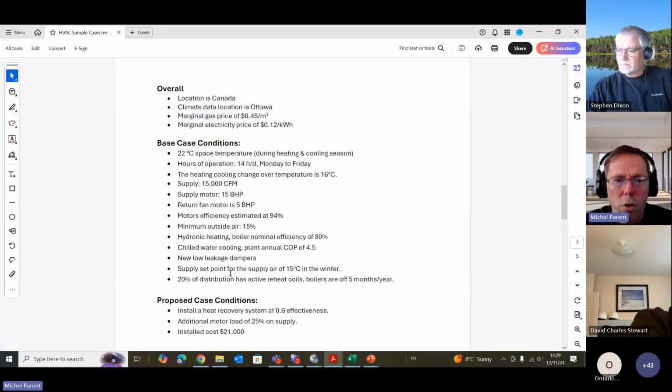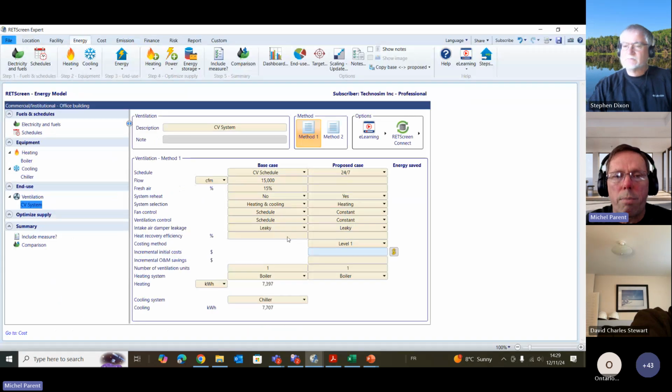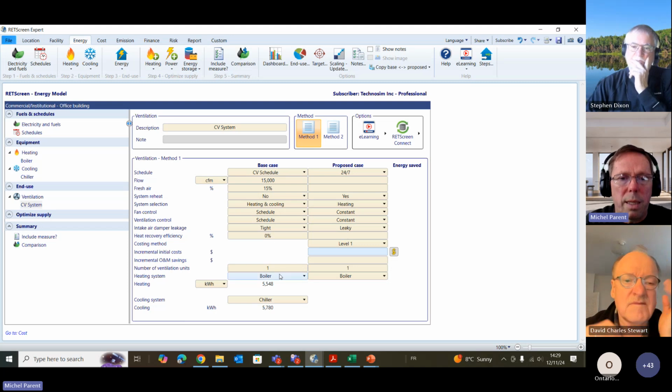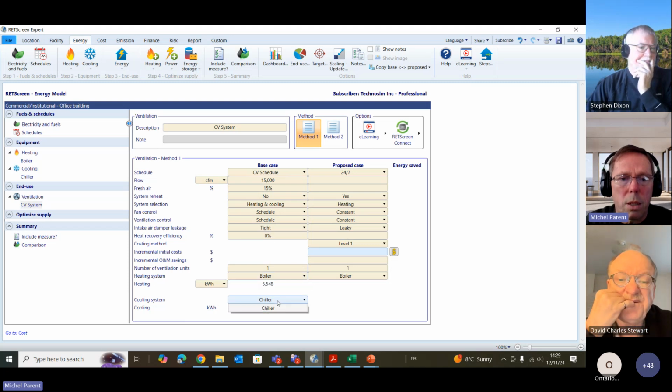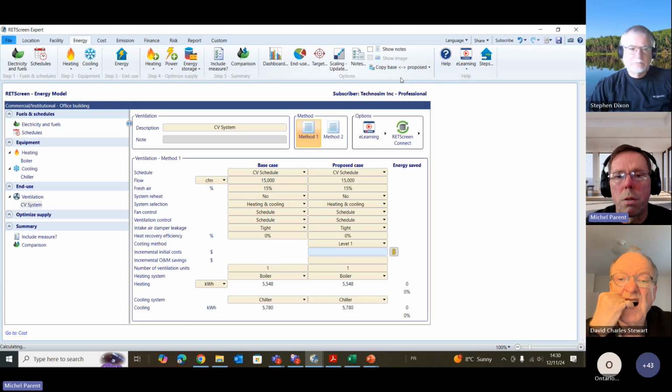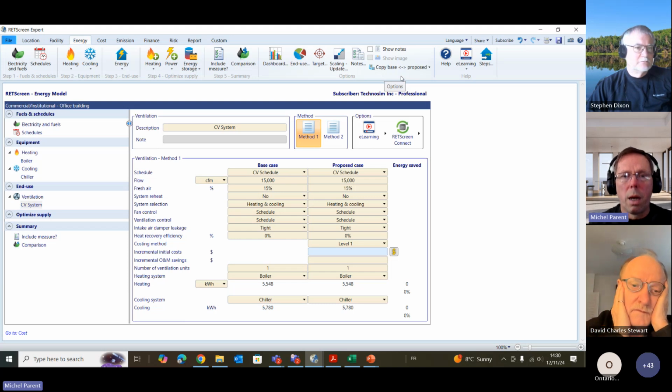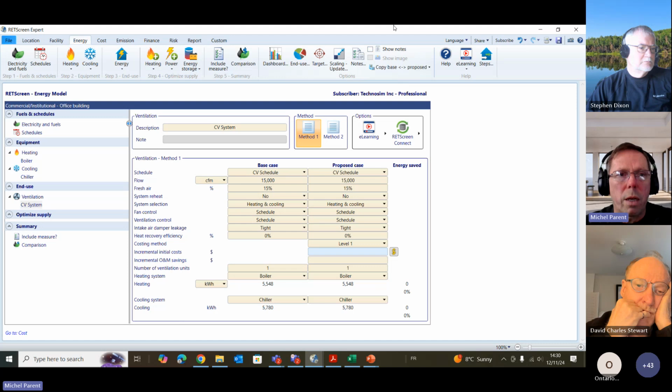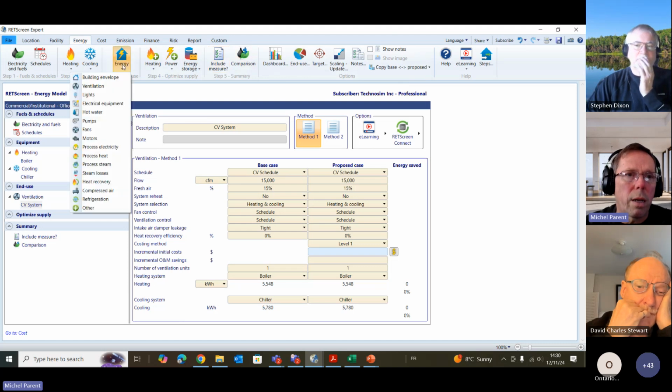Let's look at what they said for the dampers. They're low leakage dampers. So we're going to go to tight. And it doesn't have heat recovery. It's heated by the boiler. It's cooled by the chiller. And we're going to go copy base to proposed. Boom, we have the same consumption. So we're okay. Eventually, we're going to put our measure. So we define our ventilation system, the air movement out of it. Now what we need to do is define the two fans.